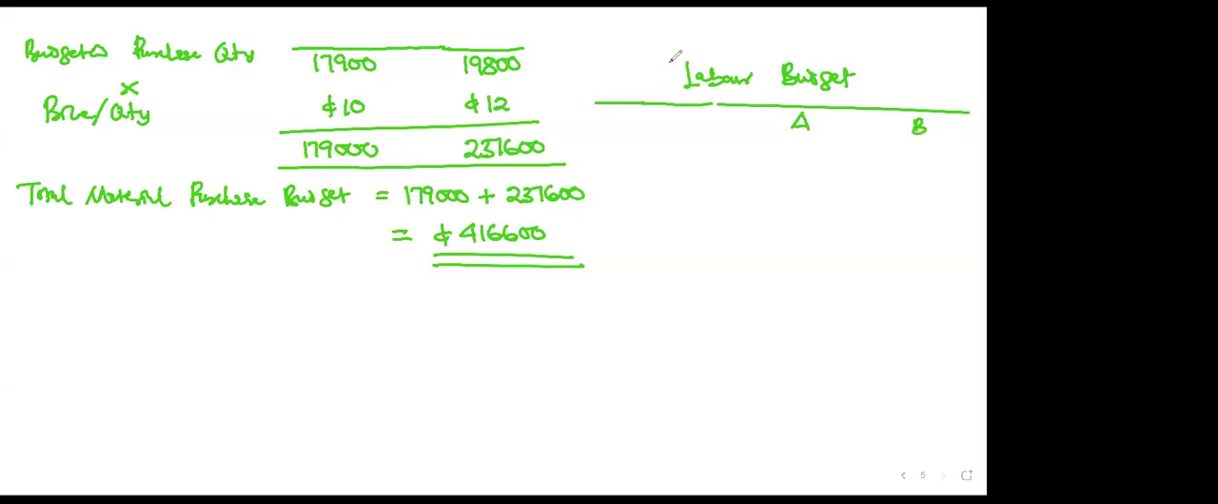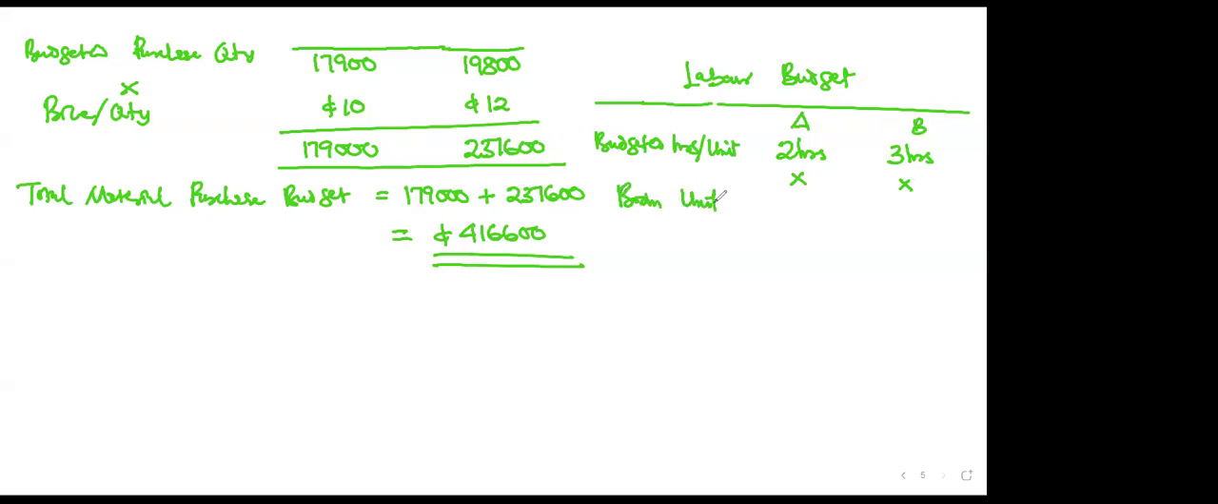Then you ask yourself, what is the standard hours per unit? Let's say the budgeted hours per unit. The question will tell you that to produce A, you need 2 hours, and to produce B, you need 3 hours. Now you multiply this by the production units, so that you get a total.